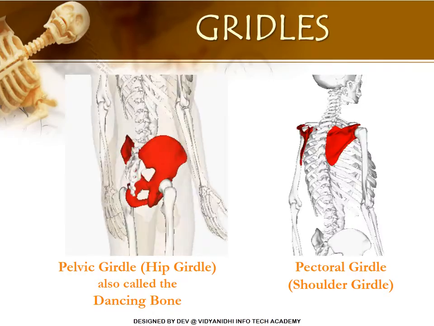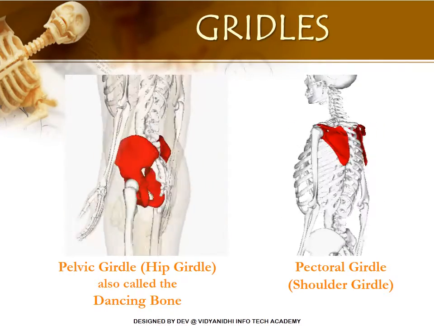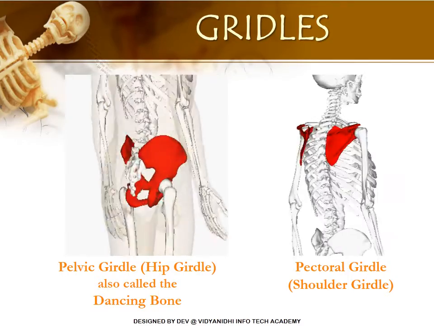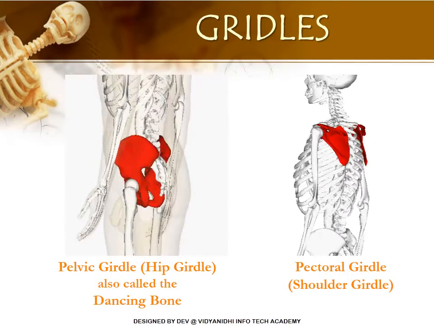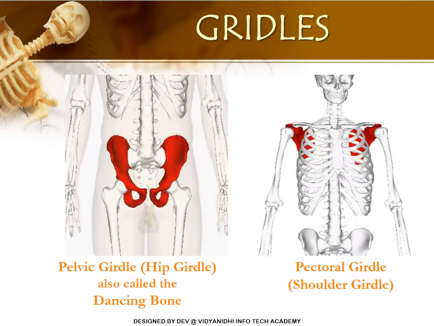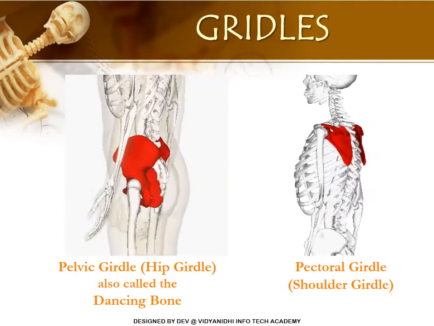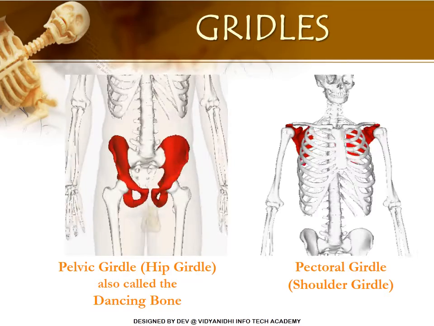These are your girdles. The pelvic girdle, which is the hip girdle and is also called the dancing bone, and the pectoral girdle, which is the shoulder girdle. Each ball and socket joint will always require a girdle to support it.